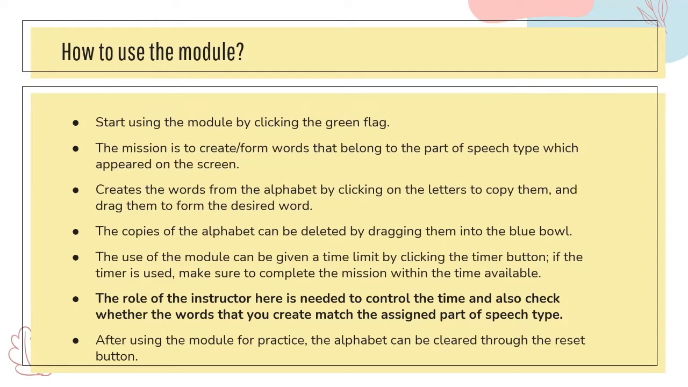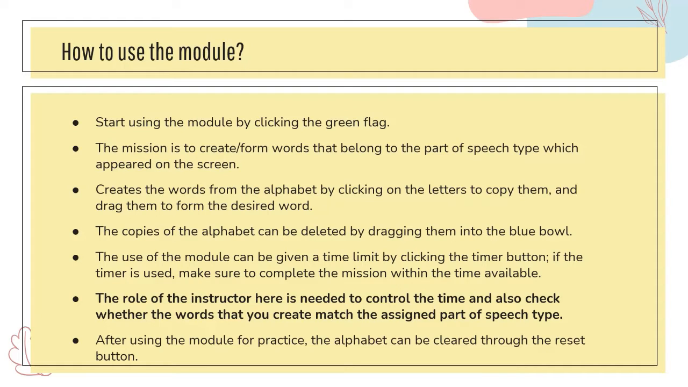And this is how to use the module. The learners or the users can start using the module by clicking the green flag. And like I said before, the mission is to create or form words that belong to the part of speech type which appears on the screen. It could be a verb, adjective, adverb, and so on. The users and the learners can start creating the words from the alphabet by clicking on the letters to copy them and then dragging them to form the desired word.